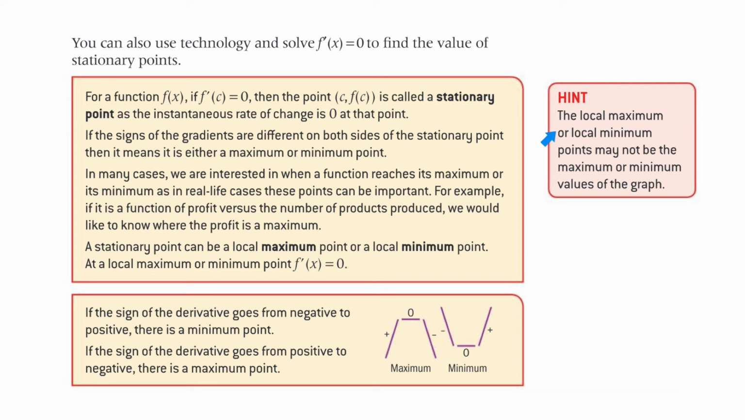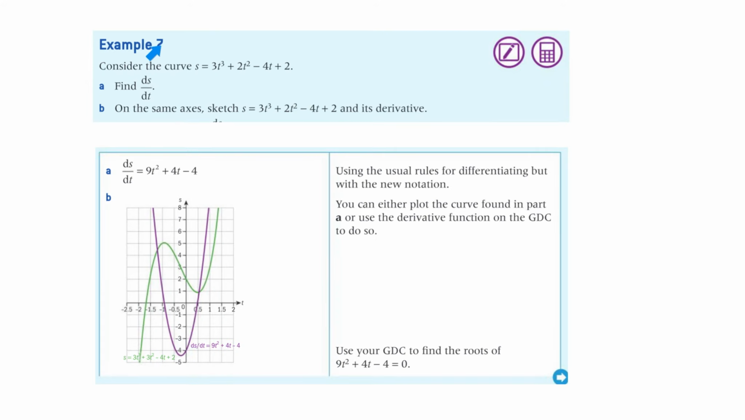Hint: the local maximum or local minimum points may not be the maximum or minimum values of the graph. That's right, that's why we have this word local. You've seen this word local sneak in here? That's because we're given a restricted domain. Within the domain, the x values that we're looking at, they're called local maximums and local minimums because there could be others. Example 7, consider the curve S equals this.